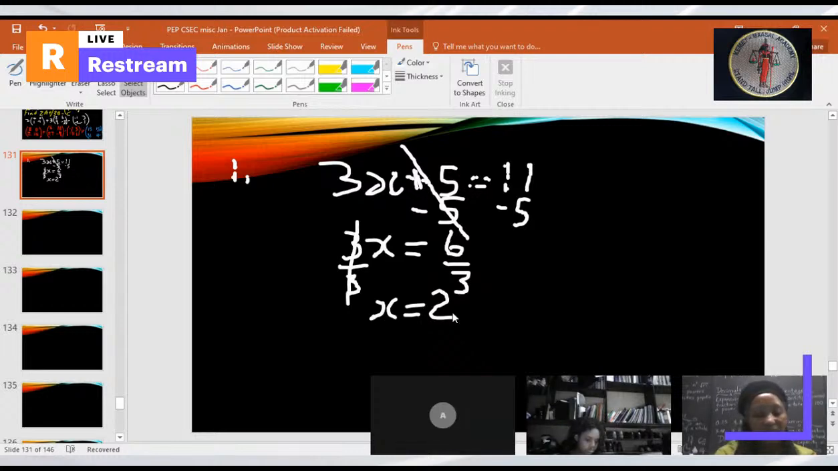When we're solving for variables in algebra, it's always a good idea when you get your solution to plug that solution back into the original equation and see if it adds up, see if it makes sense. So we had 3x plus 5 equal 11. So if x is 2, would that make sense? 3 times 2 gives 6, and 6 plus 5 does give 11. So our answer is correct.